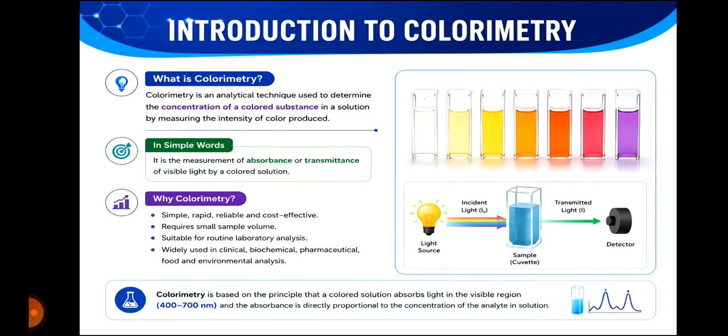Coming to colorimetry. Colorimetry is an analytical technique used to determine the concentration of a colored substance in a solution by measuring the intensity of color produced. In simple words, it is the measurement of absorbance or transmittance of visible light by a colored solution. You might have a question in your mind, why colorimetry when we have other instrumentations? Because it is simple, rapid, reliable and cost effective, requires very small volume, which is suitable for routine laboratory analysis and is widely used in clinical, biochemical, pharmaceutical, food and environmental analysis.